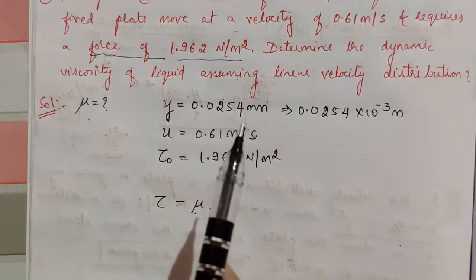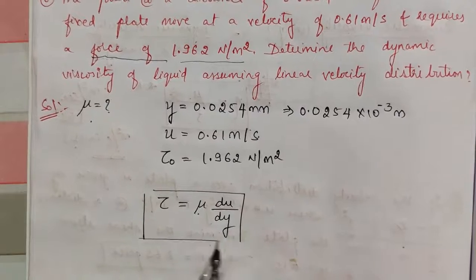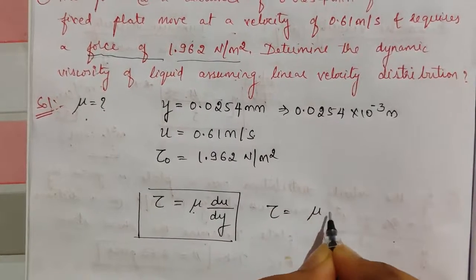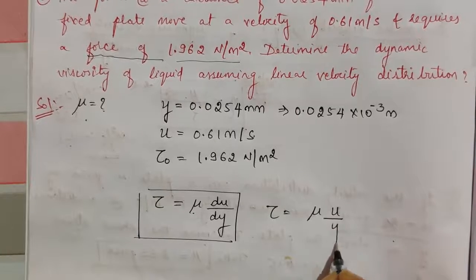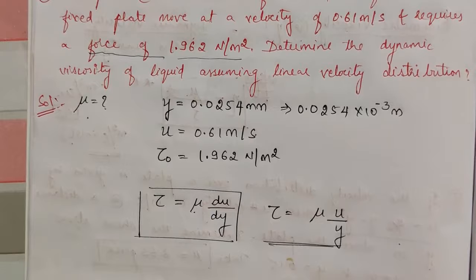But here only one plate is in this picture. So what will we take? We will not take the change. We will directly take what? Tau is equal to mu into u by y. Okay, so in context with the two plates only we are talking.